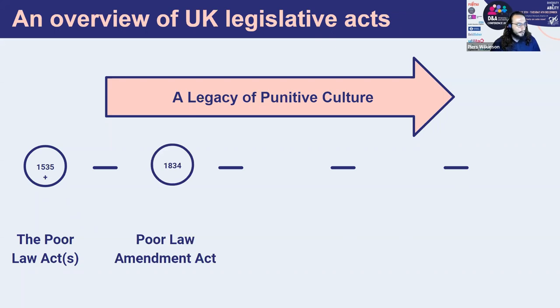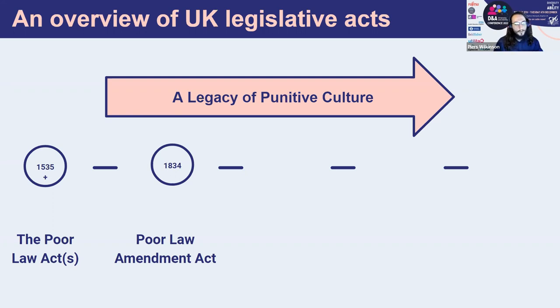In 1834, so jumping forward a bit, we get something called the Poor Law Amendment Act. And this is why the photo of the workhouse was on the screen. So everyone maybe knows that workhouses were terrible. They were absolutely horrific. They were abusive. They were predatory. And they were a way of segregating the poor in society from being visible.